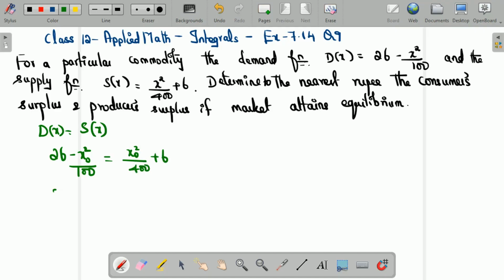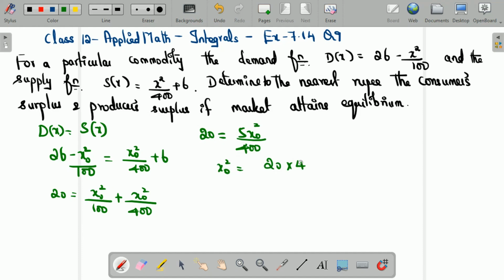So let's rearrange. So 20 is going to be equal to x naught squared by 100 plus x naught squared by 400. So after taking LCM and simplifying, you will see that 20 is equal to 5x naught squared by 400, which means x naught squared is equal to 20 into 400, the whole thing divided by 5. So this will be 4 times, so x naught square is 1600, which means x naught is going to be equal to 40.